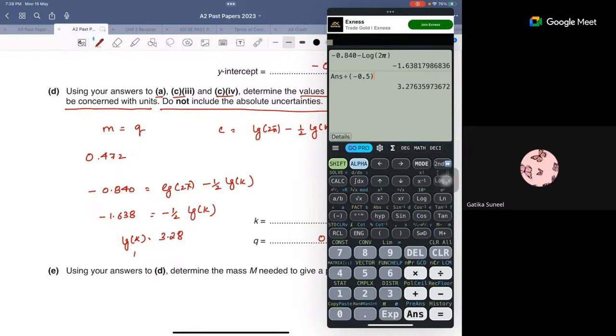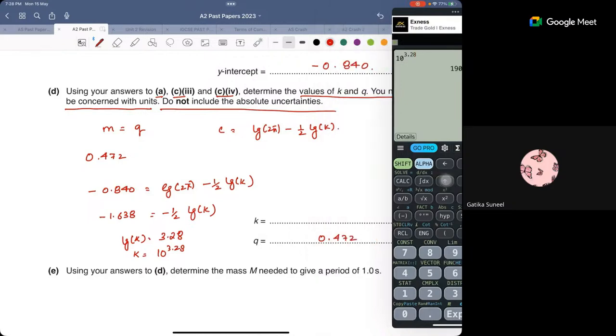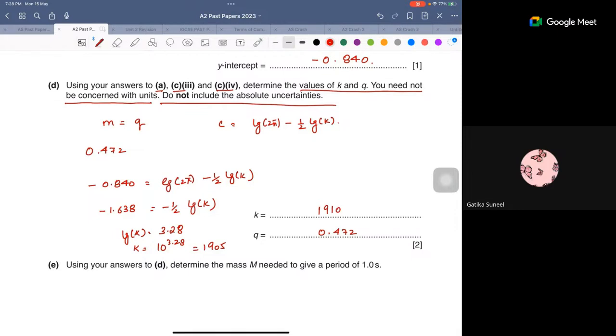And then to remove LG, you have to do 10 raised to the power of this value. So 10 to the power 3.28 is 1905. I want to write it to three significant figures, so I can write 1910. That should be the correct answer. Make sure that you have the right SF in these values. And the rule, again: minimum in the data, plus or one more than that. So basically, you can write 3 or 4.